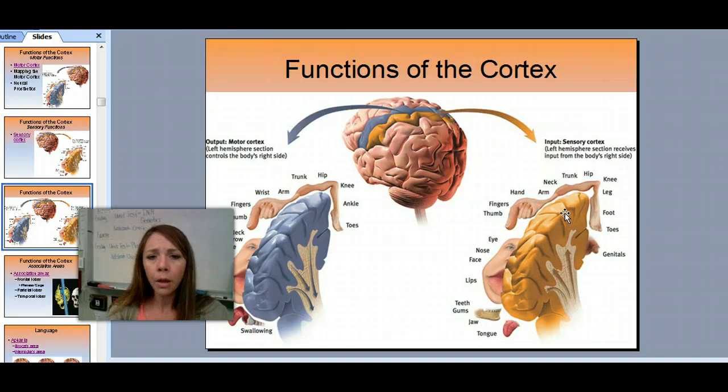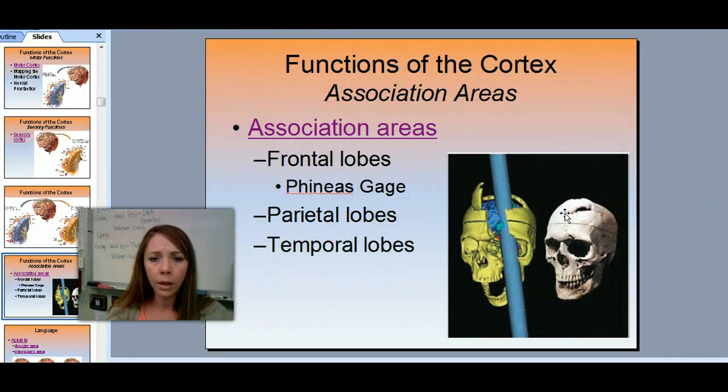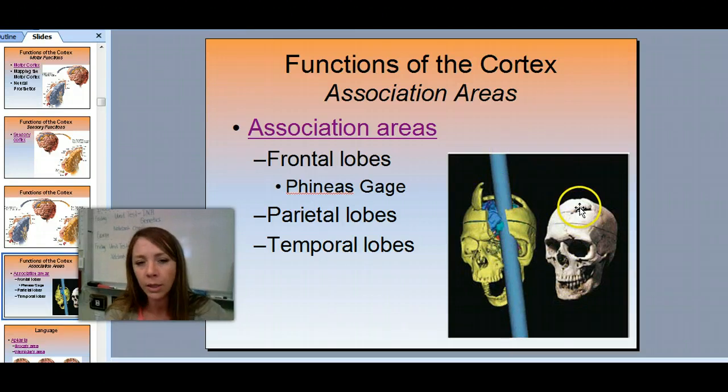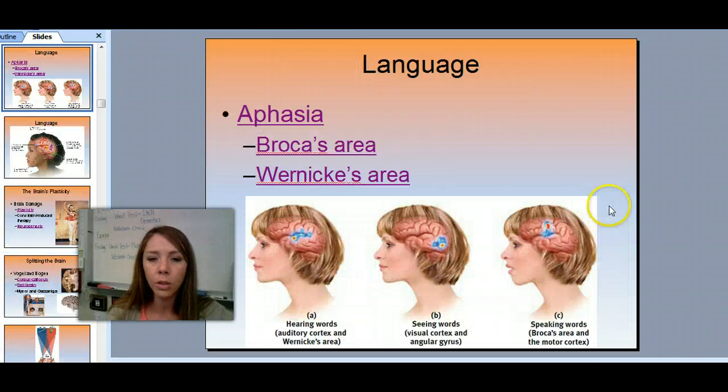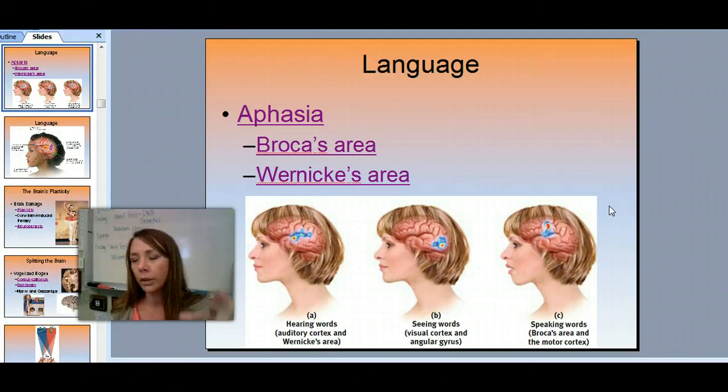Your function of the cortex: remember, the input is your sensory, the output is your motor cortex. Association areas, so there are other parts of the brain that you need to know. Remember, we learned a lot about this when Phineas Gage, who had that pole go through his head, had part of it missing. The lobes that you need to know, remember a lot for language. So remember, language is in your left.